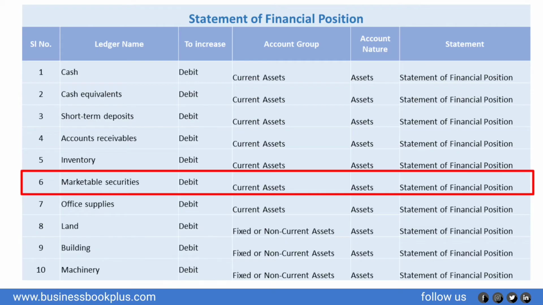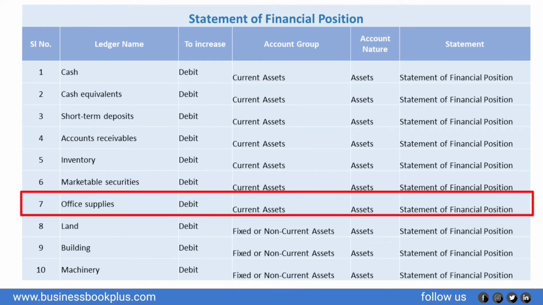Marketable securities increases when debited. Current assets account group, account nature is assets, and it also affects the statement of financial position. Office supplies increase with debit. Account group current assets, nature is assets, affects the statement of financial position.